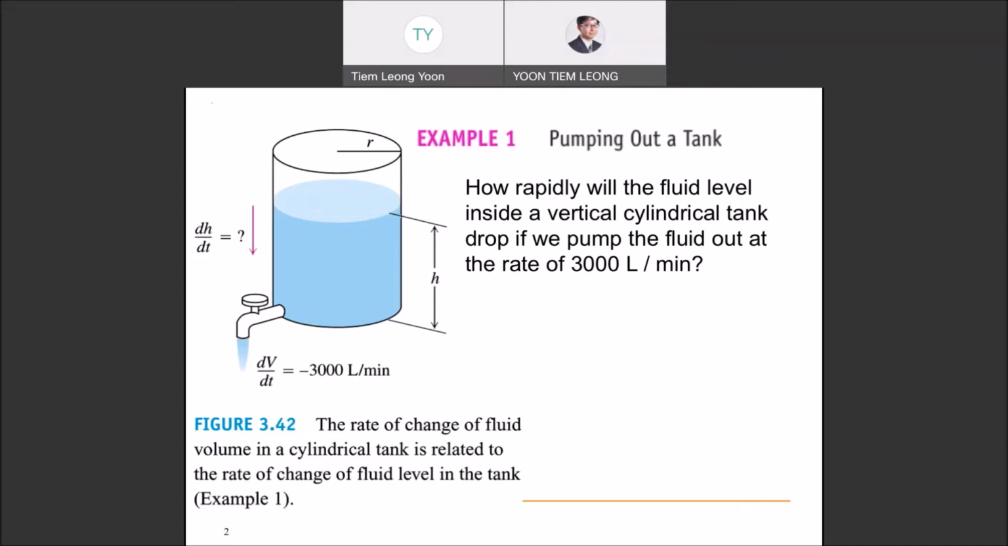So let us try to tackle this problem one by one. I'm going to discuss two examples here. Here you have a tank, and the tank is a vertical cylinder.